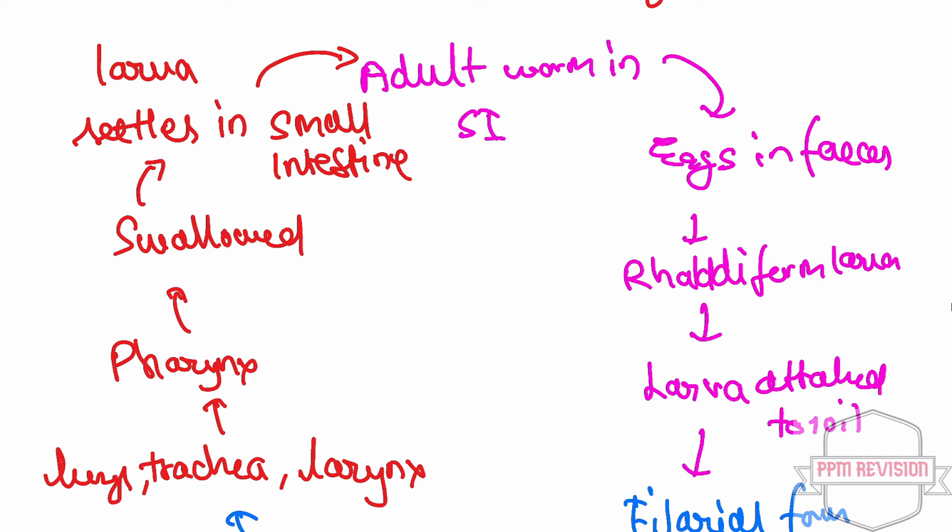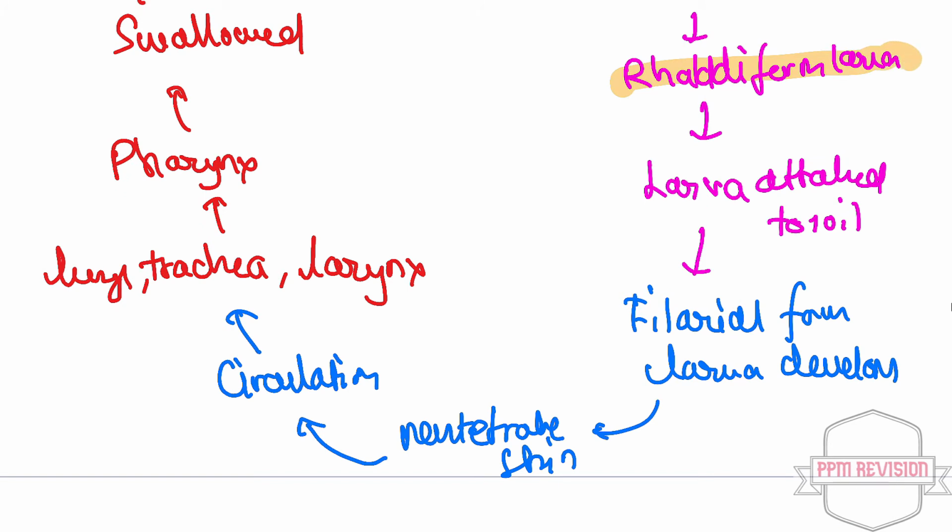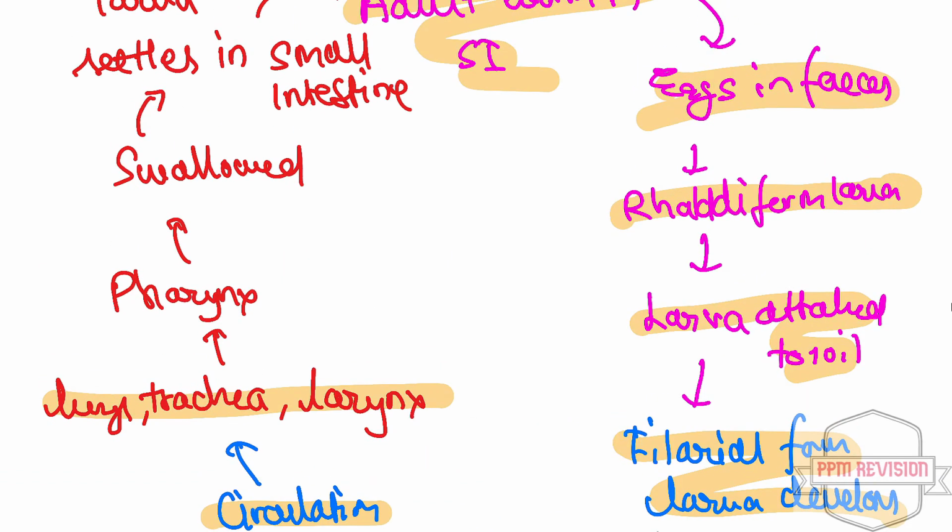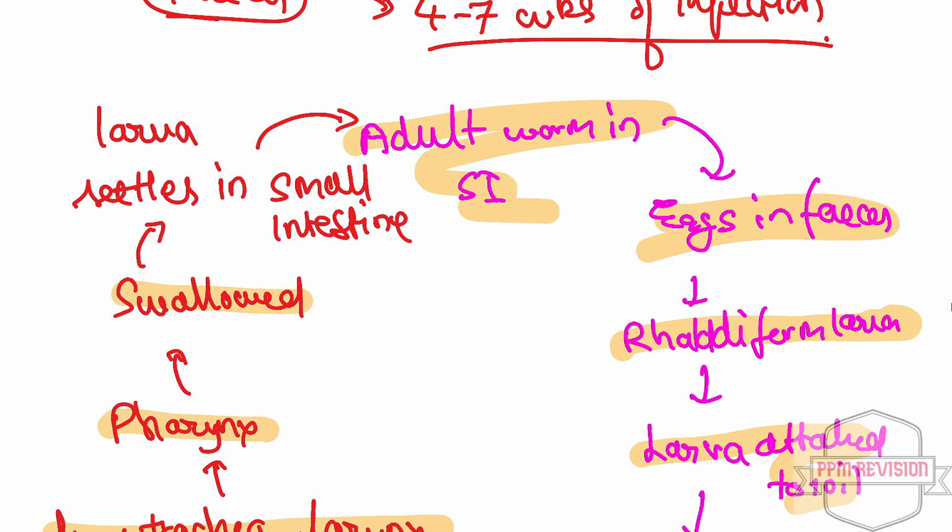So now I'll just repeat. The adult worm is present in the small intestine, the eggs get transferred in the feces, and then the rhabditiform larva hatches out and is present in the soil. It develops into the filariform larva, penetrates the skin, enters the circulation, goes to the lungs, trachea and larynx, and also the pharynx, and then is swallowed, and finally settles in the small intestine. So this was the life cycle.